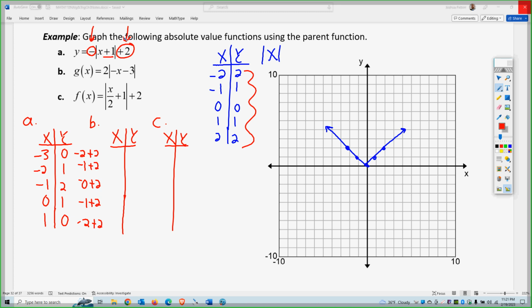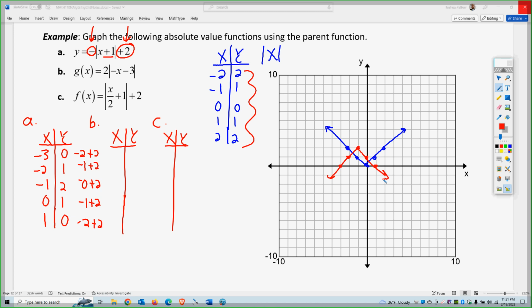Okay, so -3, 0; -2, 1; -1, 2; 0, 1; and 1, 0. I think this is a new one right here. What that function did is a reflection, and it moved it -1, 2 essentially.